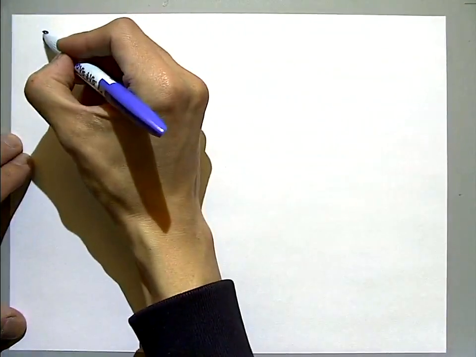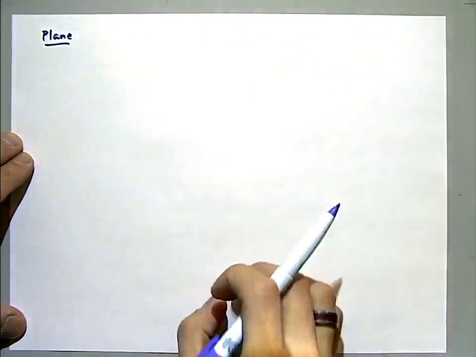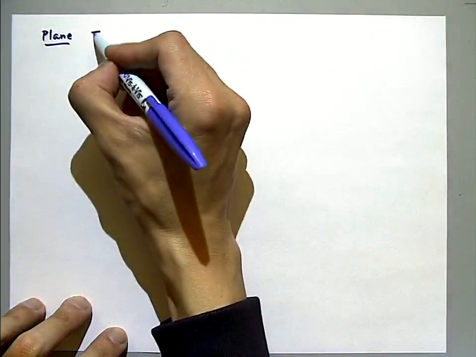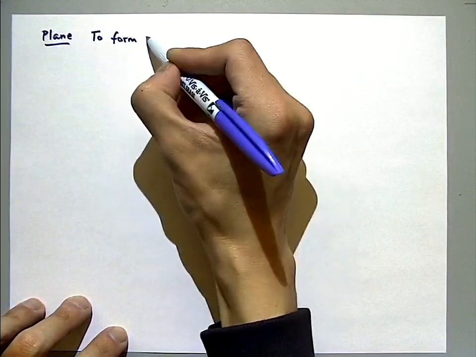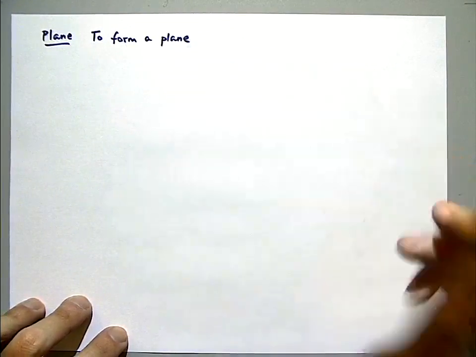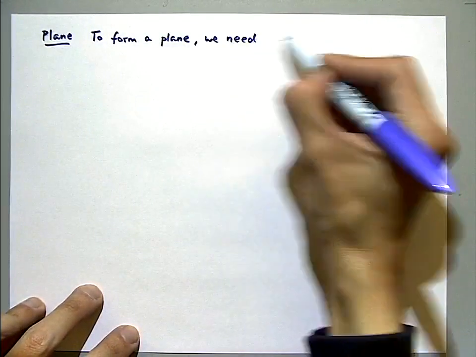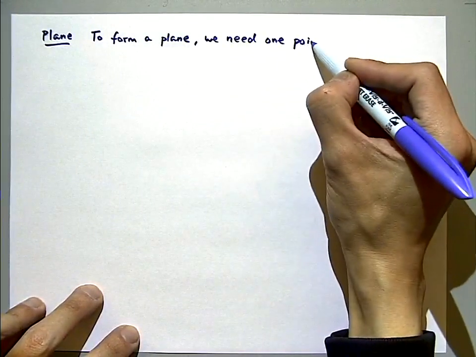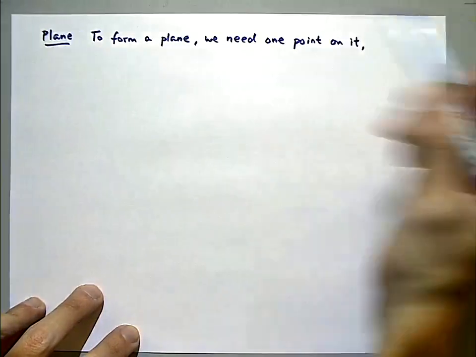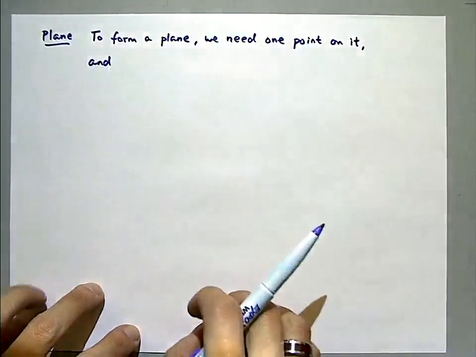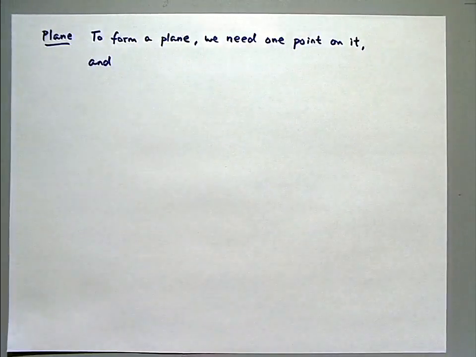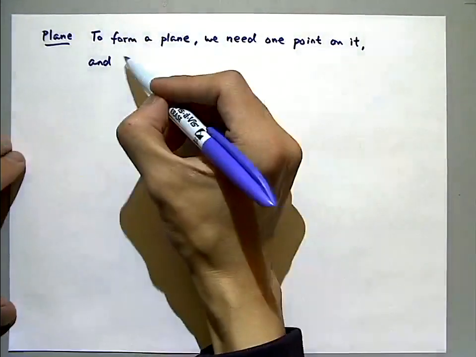So let's talk about the simplest surface that we can deal with, the plane. To form a plane, we need to know one point on that plane. And to form a plane, we also need two non-parallel vectors on that plane.